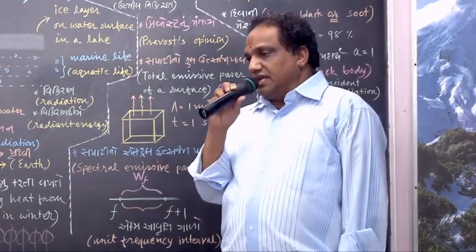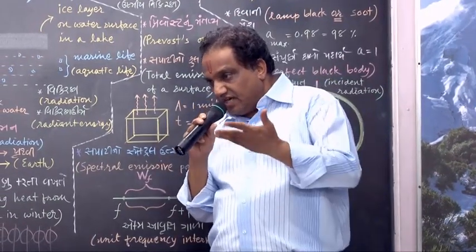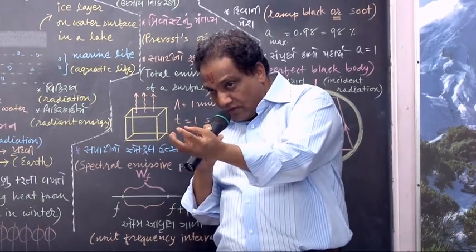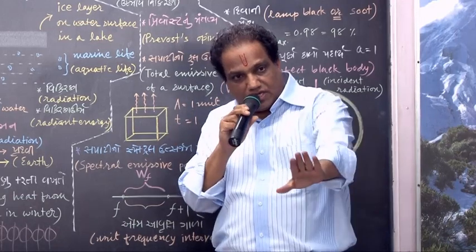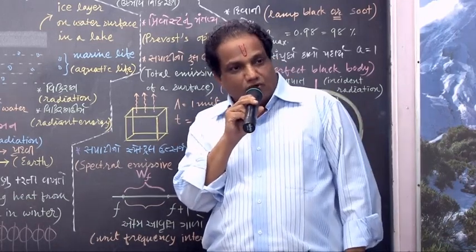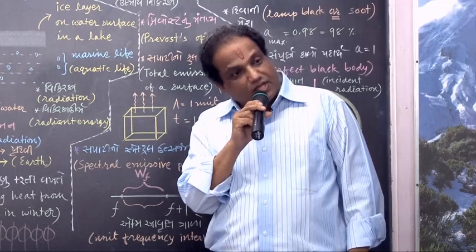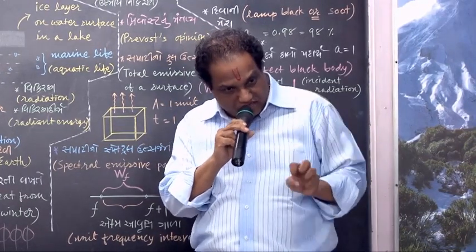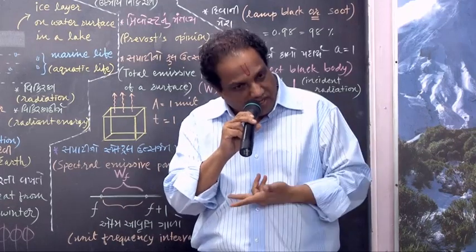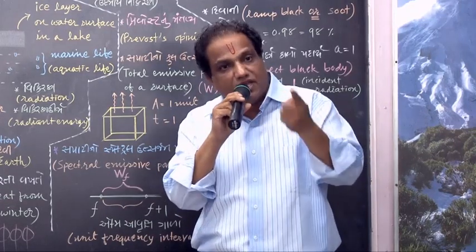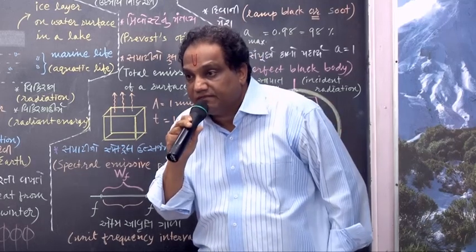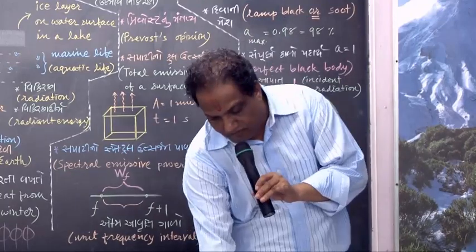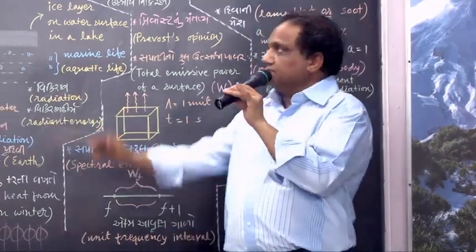Okay. Second example: in the winter season, when you are trying to get warmth from a burning coal, we don't touch that coal. Though we are at some distance from that burning coal, we receive heat. By which mode? By way of heat radiation. Got it? Fine.